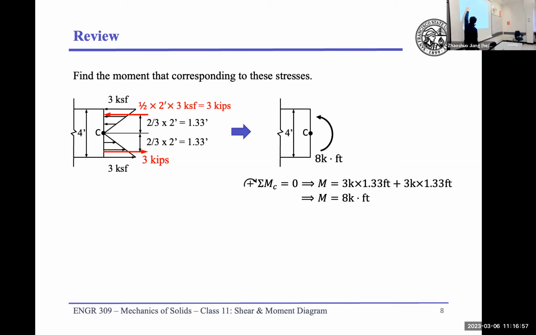The moment created by those two force couple is going to be 3 kips times the distance between those two, so that is 3 kips times 1.33, and that will give you a kip-foot. That means if you have a cross section with a counterclockwise moment in kip-feet, that is going to be the stresses created by the moment. Make sense?